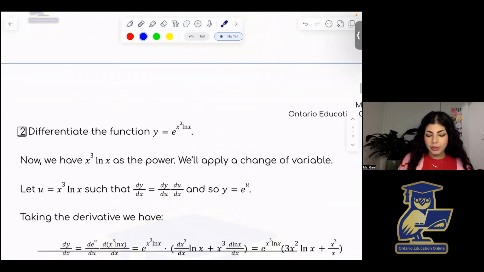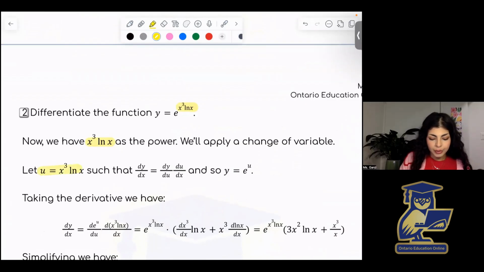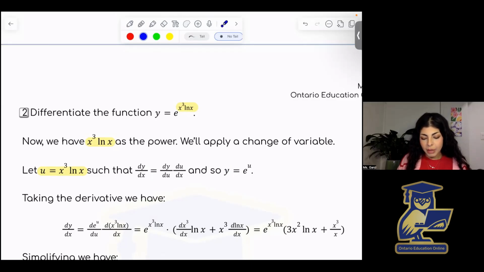Here we have y is equal to x to the power of 3 times natural log of x. This is a chain rule of our exponential function, but we just have a more complex exponent here. So I'm actually going to do a different method for this one, and it's our change of variable. Given this exponent, I'm going to let u equal that exponent. And so now, if I'm finding the derivative of y using change of variable, this is dy by du and du by dx. And so y itself can be written as e to the power of u, given this definition of u.